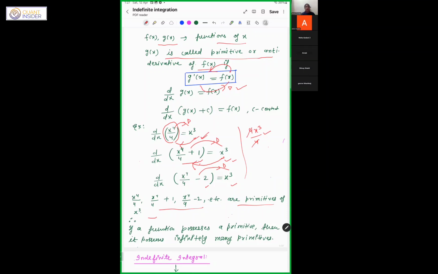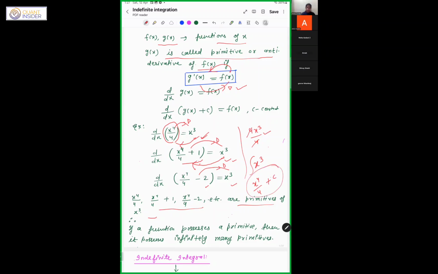But what is the difference? Whenever you are differentiating, you are getting the same function x cube every time. But this x cube has so many antiderivatives. So the collection of this whole family will give the integration of x cube. When you integrate x cube, you have all these antiderivatives of the kind x to the power 4 by 4 plus C.